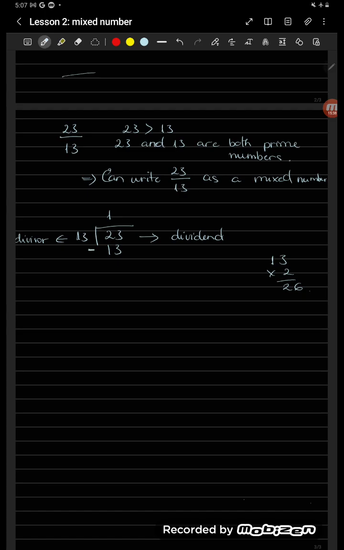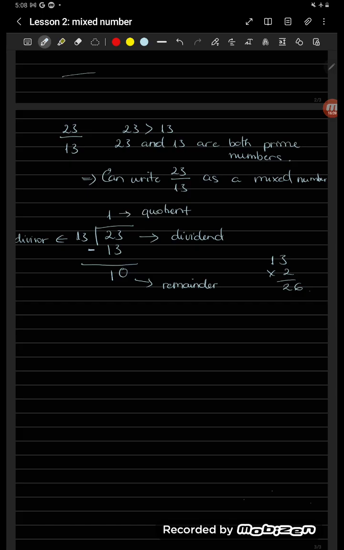Okay? So now we subtract 23 minus 13. So the remainder now is 10. Okay? So 10 is smaller than the divisor 13, so it is correct. You are going in the correct direction. So now 10 here is called the remainder, and this one we call the quotient.